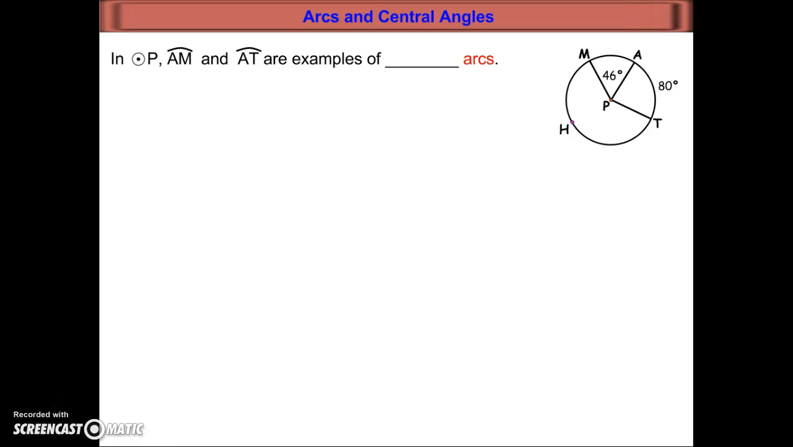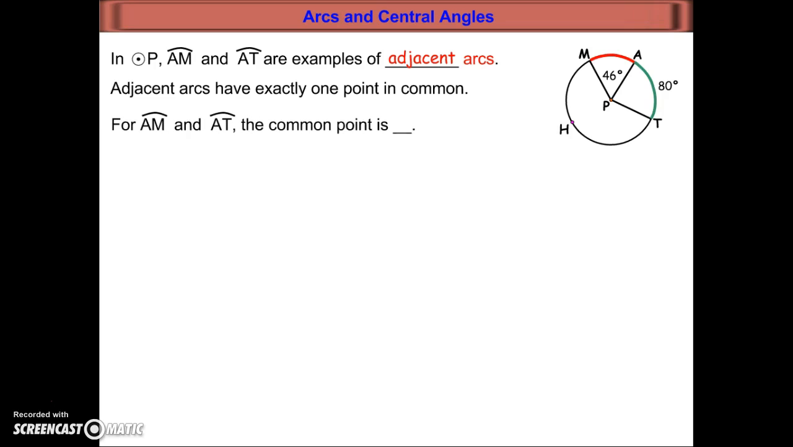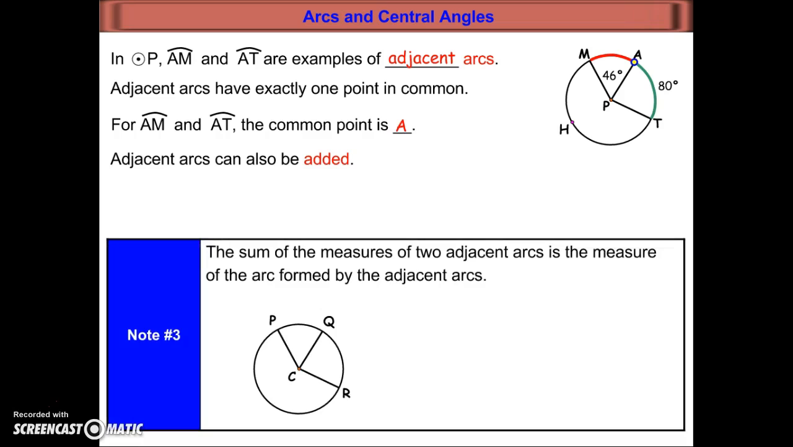In circle P, arc AM and arc AT are examples of adjacent arcs. Adjacent arcs have exactly one point in common. For arc AM and arc AT, the common point is A. Adjacent arcs can also be added. So the sum of the measures of two adjacent arcs is the measure of the arc formed by the adjacent arcs. So if we were to add up arc AM and arc AT, that would give us 126 degrees, and that would be arc MT. If Q is a point of arc PR, then the measure of arc PQ plus the measure of arc QR would equal the measure of arc PQR.